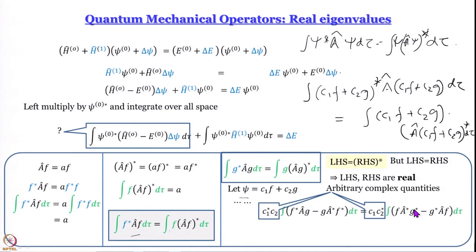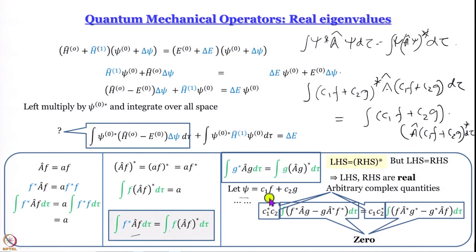So, what is the only other situation in which we have a complex number multiplied by a quantity and the product is real, unless the second quantity is a complex conjugate of the complex number? The only other option you have is that the second quantity is 0. Anything multiplied by 0 is 0, provided it is not 1 by 0, anything real or imaginary does not matter, multiply by 0 you are going to get 0. So, the general solution is that these integrals on the two sides must be equal to 0, all right.